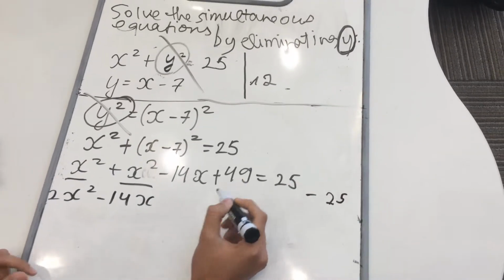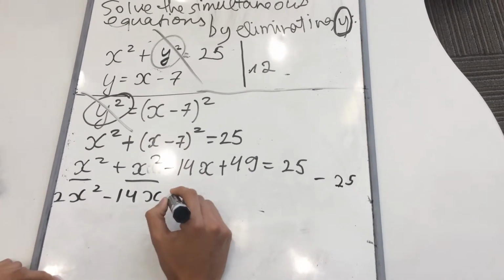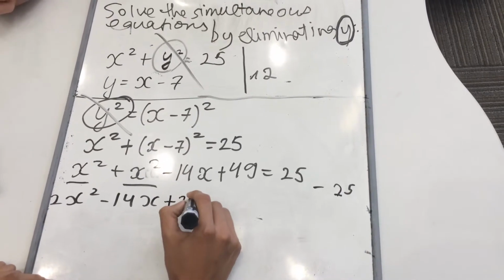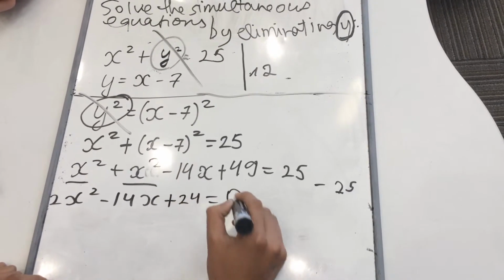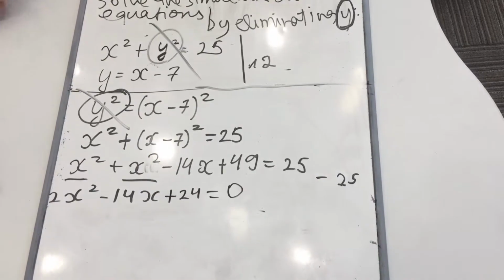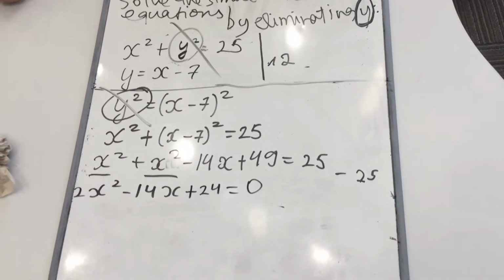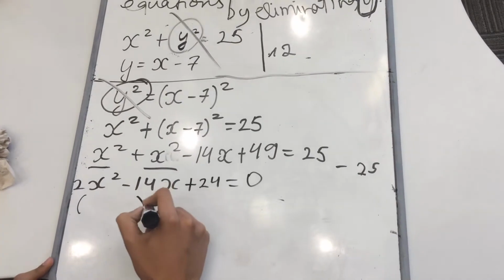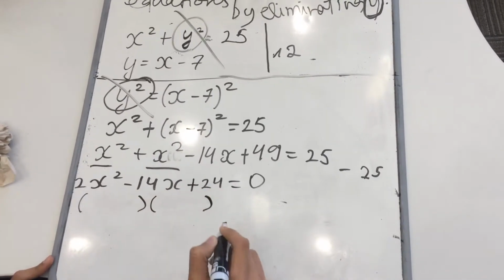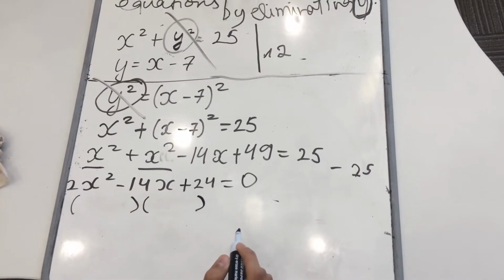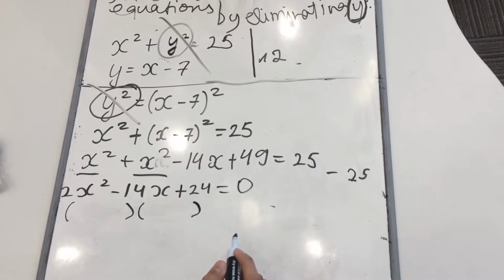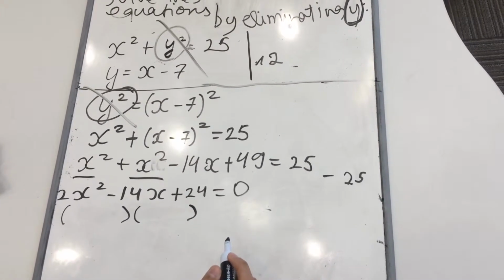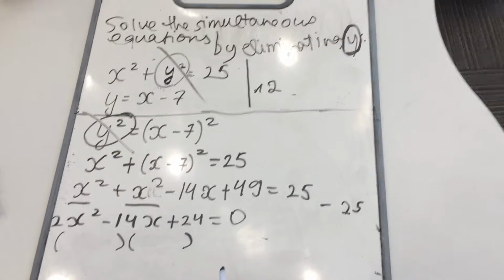we now have plus 24, which equals 0. Now this is a simple quadratic that we can factorize. You may now want to pause the video, since factorizing should already be covered. So, I hope you can do that.